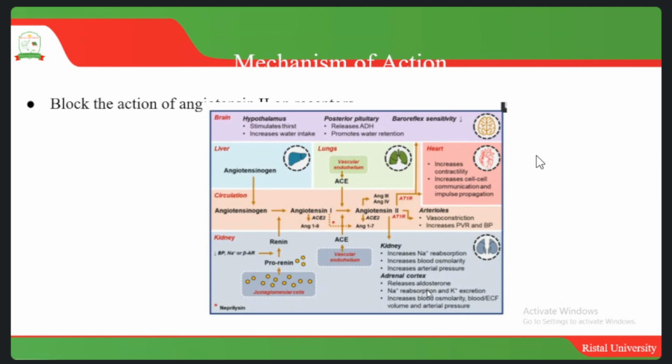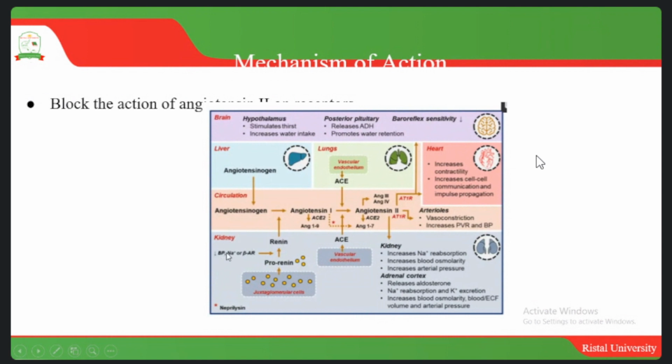Potassium will be excreted while sodium will be reabsorbed. So when potassium is excreted and sodium is absorbed, that means there will be increased volumes of water being taken in the tissues and in the circulatory system. Then also it increases blood osmolarity due to this sodium reabsorption, and this will increase now the volumes and the pressures in the arterioles, hence affecting the heart.